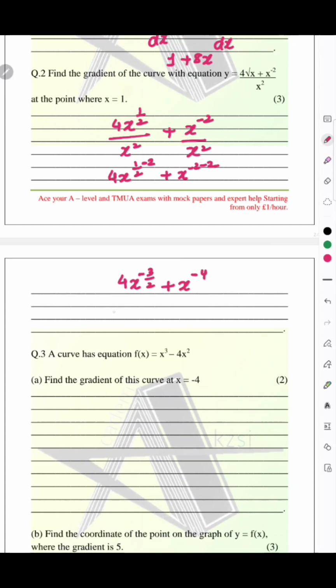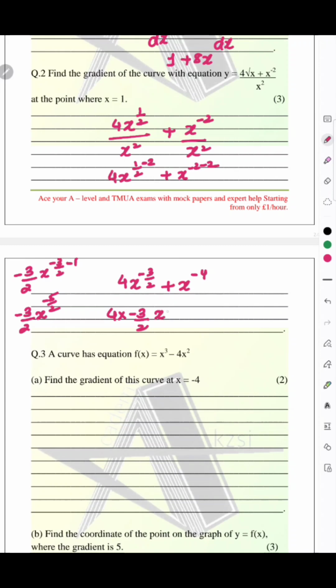So that will give me 4 times minus 3 over 2. See, same, I'm applying the same formula. That is x to the power of n becomes nx to the power of n minus 1. That means nx to the power of n minus 1, which will give me minus 3 over 2 x to the power of 5 over 2.